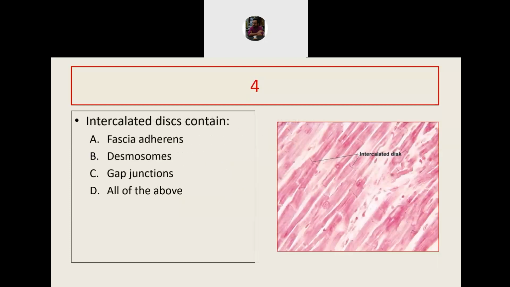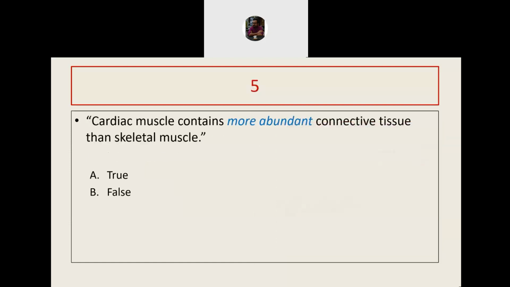Question number 4. Intercalated discs contain. Great. The answer is D, all of the above. So coming to question number 5, is this statement true or false? Now I did not discuss this, so I will now discuss this.